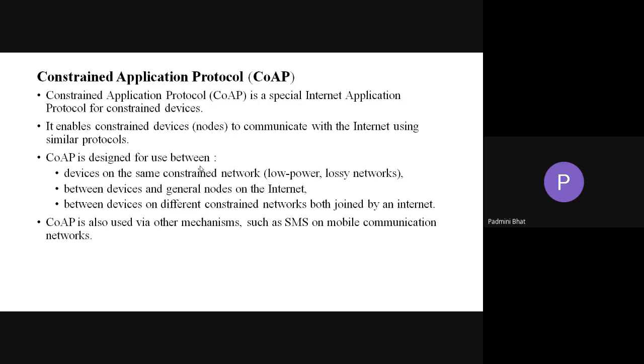Suppose device one, that is machine one, you connect. Machine one uses one type of protocol. Then from there you convert it at the gateway, and you make it compatible with the destination network. So that is also possible. Constrained application protocol is also used via other mechanisms such as SMS on mobile communication networks, etc.